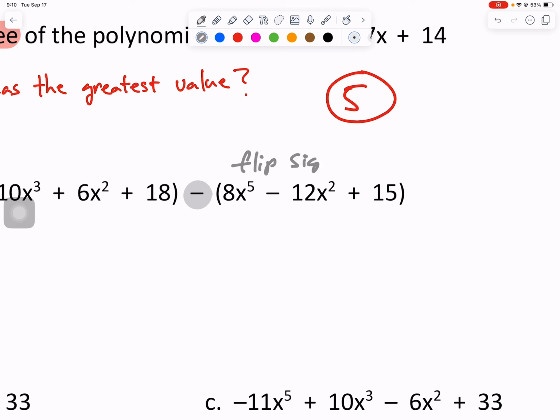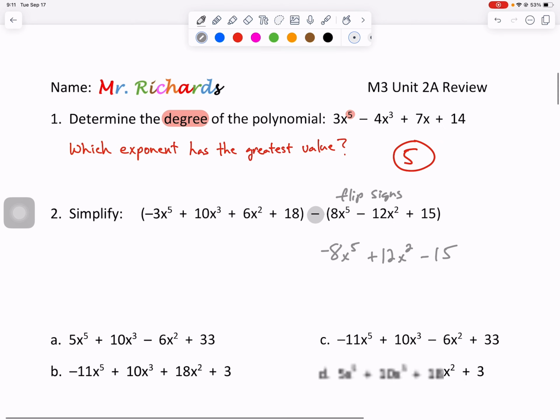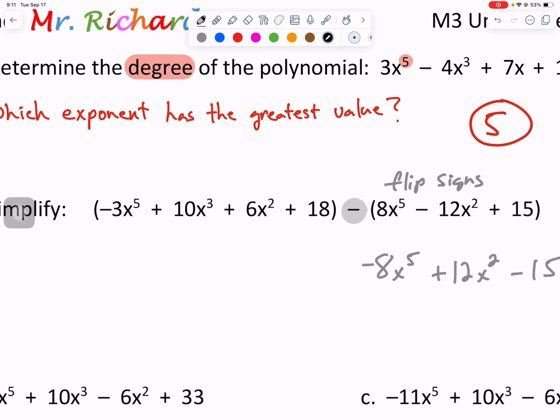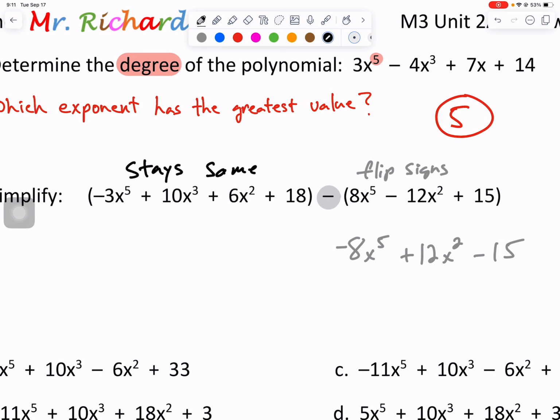So we're going to flip the signs here, because technically we would be distributing a -1 to all three terms, and -1 times positive 8x to the 5th simply becomes a negative 8x to the 5th, and -1 times negative 12x squared simply becomes a positive 12x squared, and a -1 times a 15 becomes a negative 15. All right, well, nothing changes in our first polynomial. Right above it, I'm just going to write "stays same," because if I'm a student taking notes, I might want to write that there just so I have that as a reference to reflect back on.